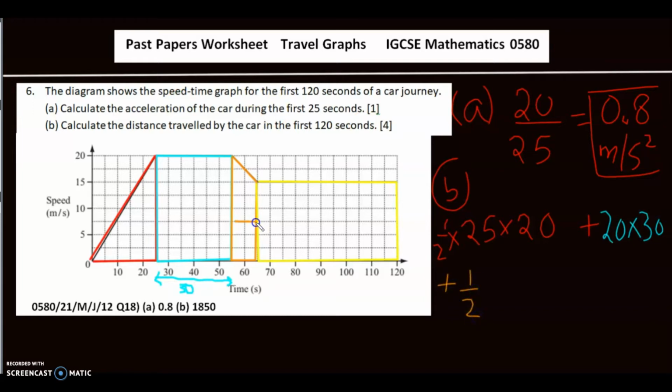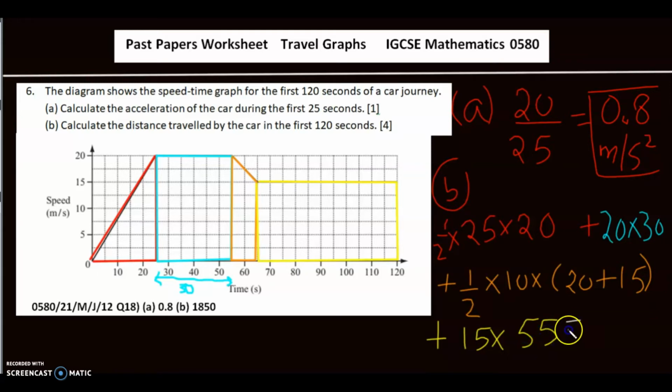height. Height is the length connecting the two parallel sides, so this is 10 units, times the sum of parallel sides, so this length is 20 units, plus this length is 15 units. Plus the area of another rectangle, so the height is 15 plus the width is 65 to 120, so 120 minus 65, which is 55. Let's find this product, which gives 1850 meters.